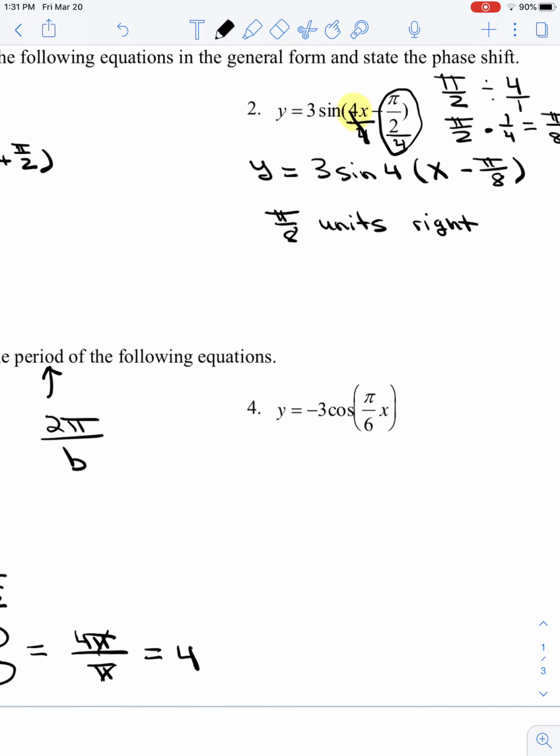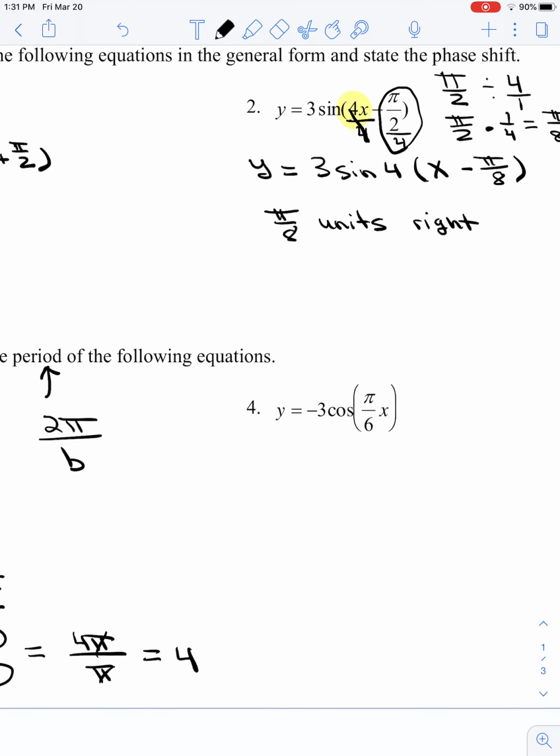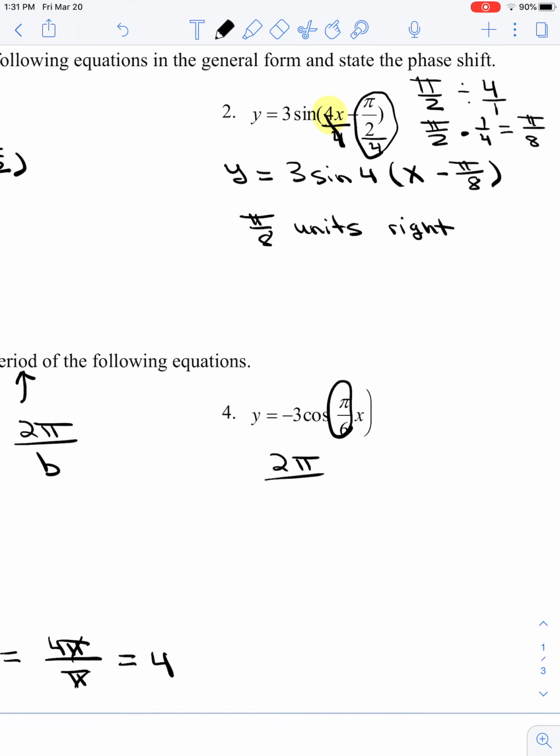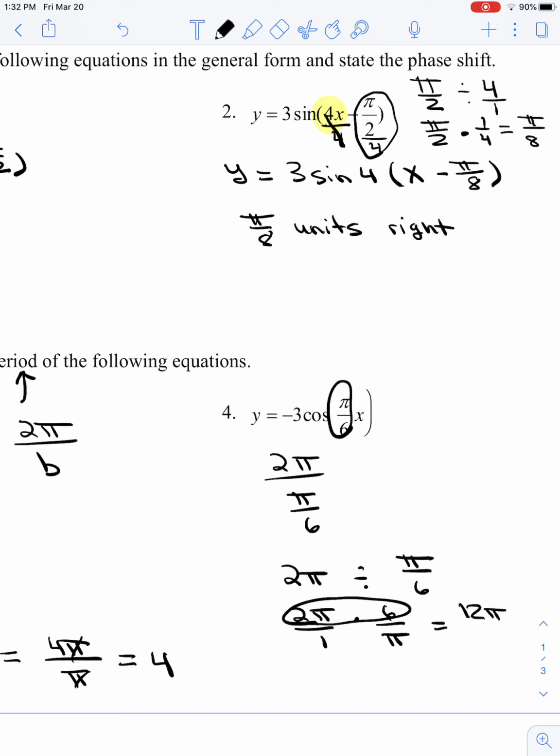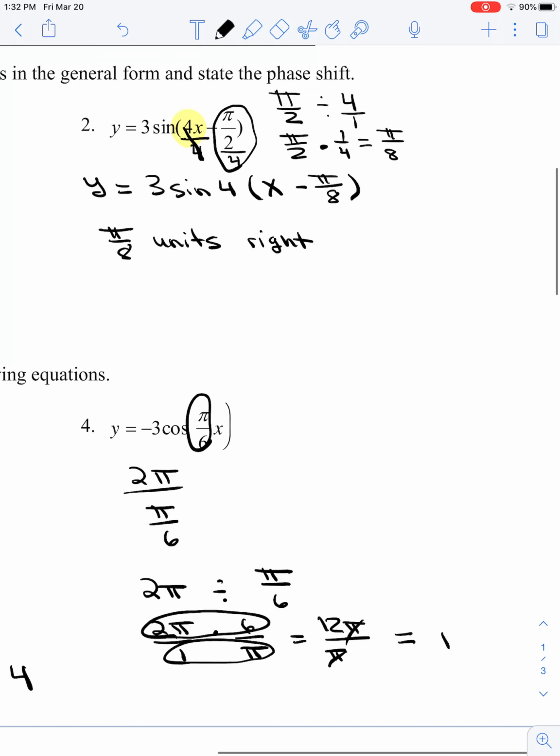So let's try number 4. So again, I want to find the period, so it's 2 pi divided by the frequency. So I have to locate the frequency, which is the coefficient of the x term here, so it's pi over 6. Then I'm going to write this out sideways. This is really 2 pi divided by pi over 6. And I'm going to change it to multiplication of the reciprocal. Then I'll multiply across the top, and I would get 12 pi. And multiply across the bottom, I would get pi. So I end up getting 12.